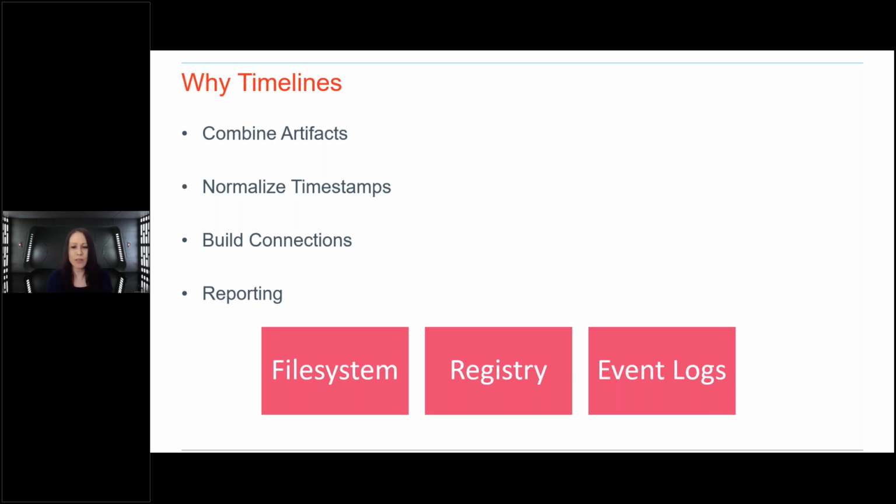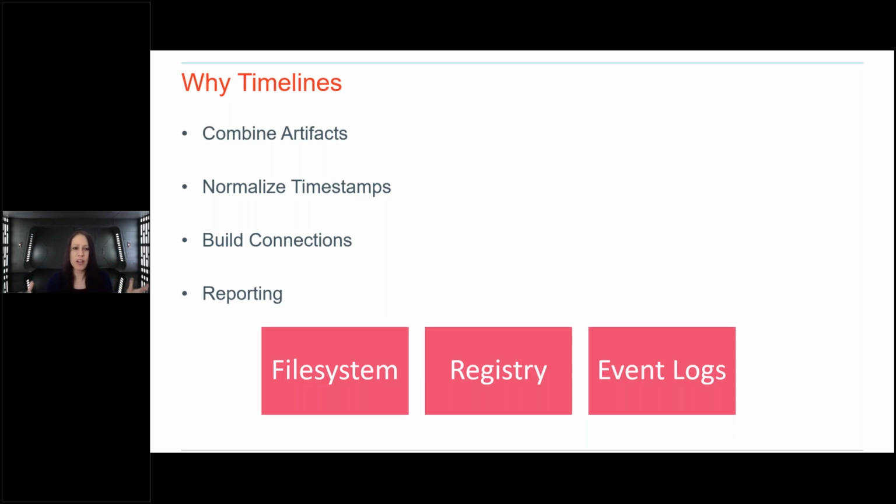So why timelines? Why are we talking about this today? One, we get to combine all of our artifacts into one place, right? So instead of using something like Registry Explorer and then RegRipper and then X-Ways and Event Viewer to view our event logs, we have at our disposal with KAPE and these tools a way to combine all of these artifacts into one place. In addition to that, it's going to normalize the timestamps.